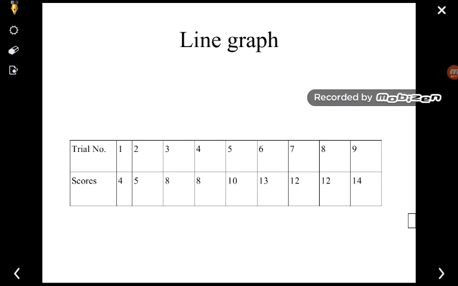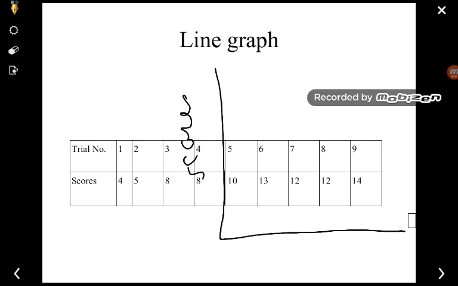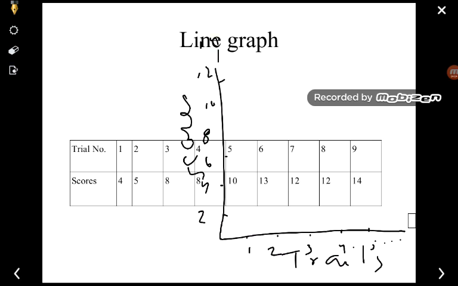So this is the table where we can find out the x variable as well as the y variable. Here we will label with the scores, and here we are going to label with the trials. So trial starts from 1 to 9. So 1, 2, 3, 4, 5. In this way we will plot till 9. And here it starts from 4 to 14. So the range should be from 2, 4, 6, 8, 10, 12, 14, etc. The points will be somewhere.